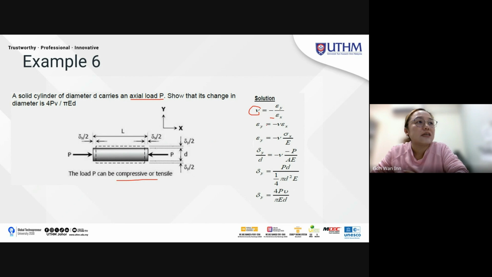Okay, so the strain in the y direction is equal to minus v times strain x. When you solve this one, you will get this formula. This one is equal to 4 times P times the Poisson ratio over pi times E, the Young's modulus, times d. So you will get the y value. This here is y over 2, but you get the y.